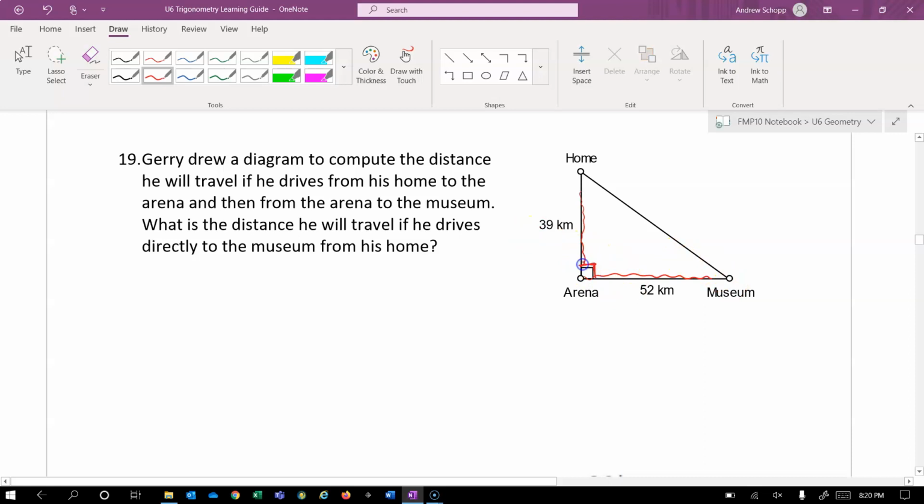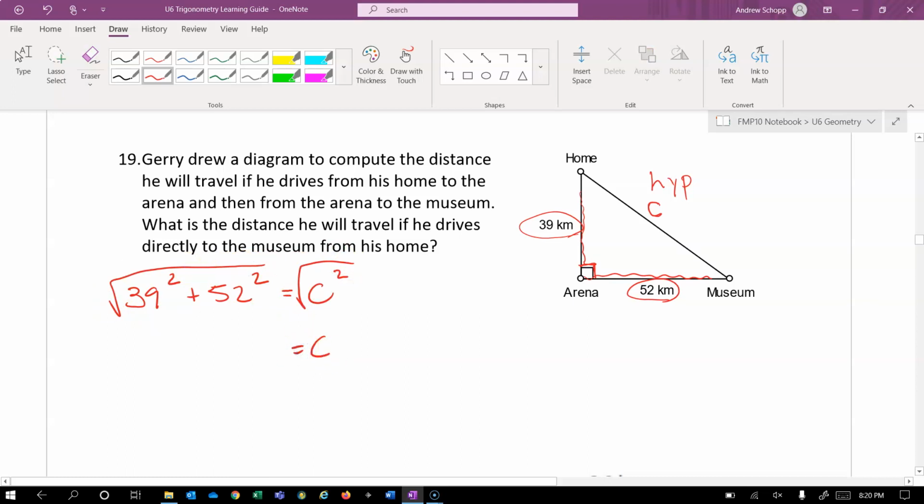Once again, we have a nice right triangle here. The two shorter legs are given to us, and we're looking for the longest side here, C, or the hypotenuse. So we can set up our Pythagorean theorem equation. 39 squared plus 52 squared equals C, or the hypotenuse squared. Square root both sides. C is equal to, we can plug that into our calculator because those are quite large values, and we end up with 65.